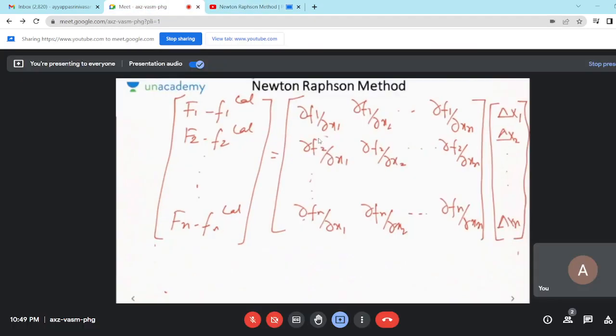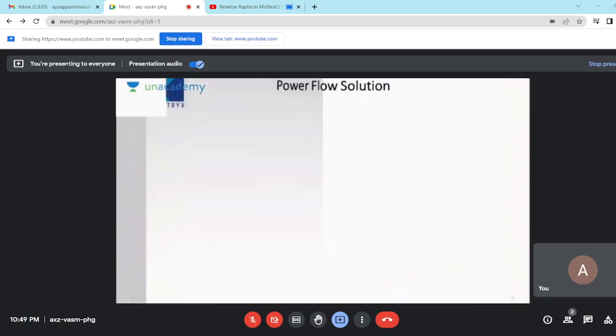Then the variables, or the correction vector, will consist of voltage magnitude and voltage angle, because we wish to determine the solution of the system in which we wish to determine mod V and delta. So let us see how we apply the Newton-Raphson to the power flow solution.